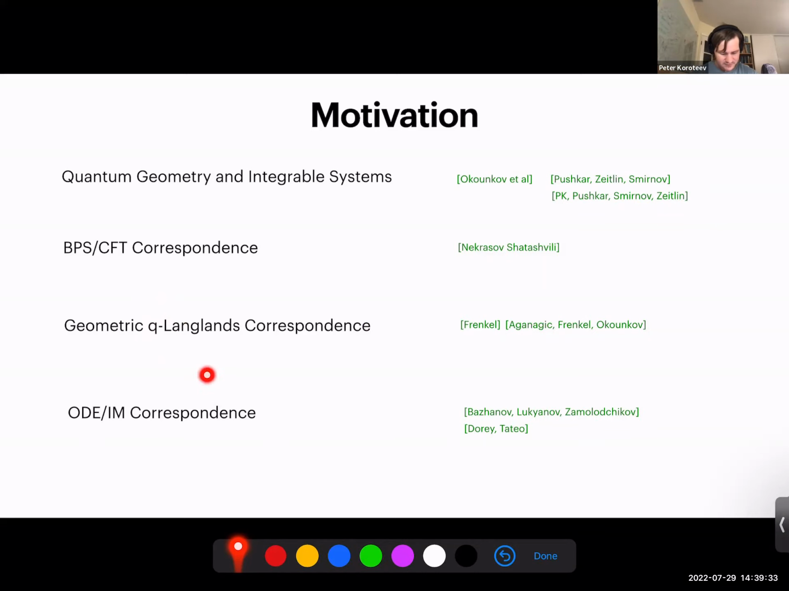In the end, if I have time, I want to mention the connection with what Vladimir Bazhanov is working on. I'm sorry, is Vladimir here? Okay, I don't see him in the list. Anyhow, Bazhanov, Lukyanov, and Zamolodchikov studied the correspondence called ODE/IM. Two letters is also fine. It relates certain monodromy properties of ordinary differential equations with the spectrum of a quantum integrable system. We'll talk about those.